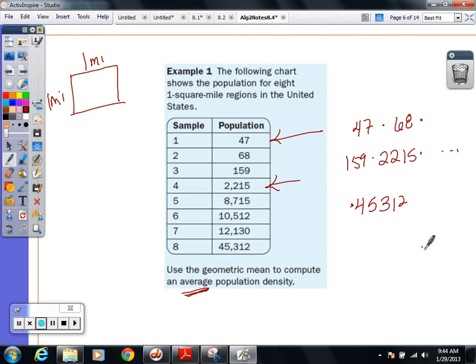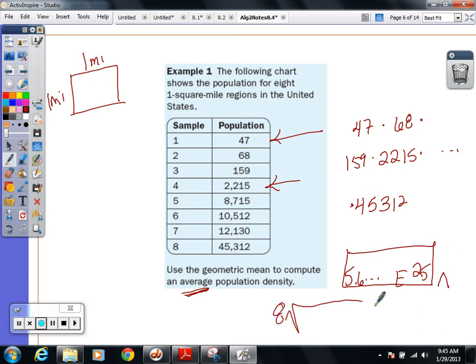How many data pieces did I multiply together? What was the sample size here? Well, I multiplied those all into my calculator and got this number. Mine says E to the 25. Actually, it says 5.6 and some change. Keep that in your calculator. You're going to hit the caret key. To what power? Well, I need to take it to a root. What root? I'm going to take the 8th root of it.